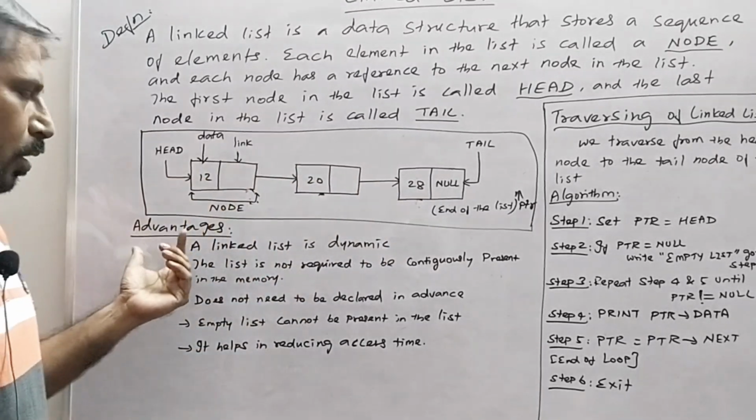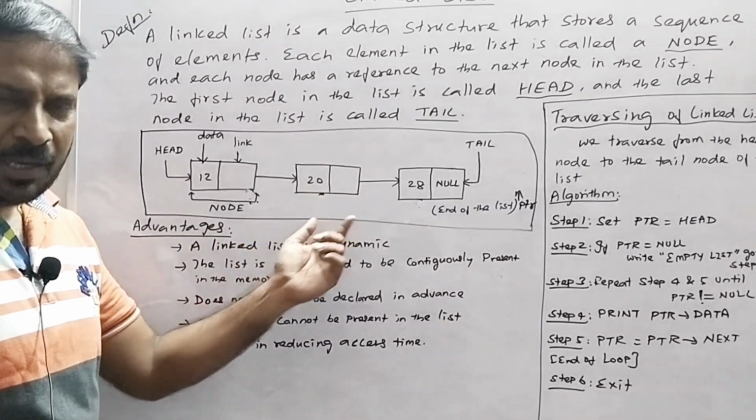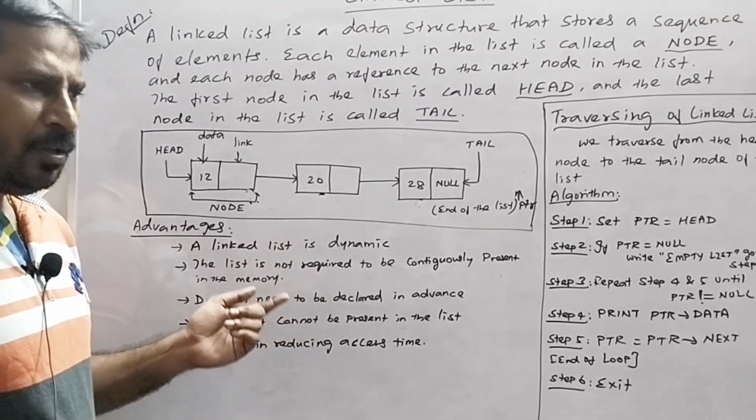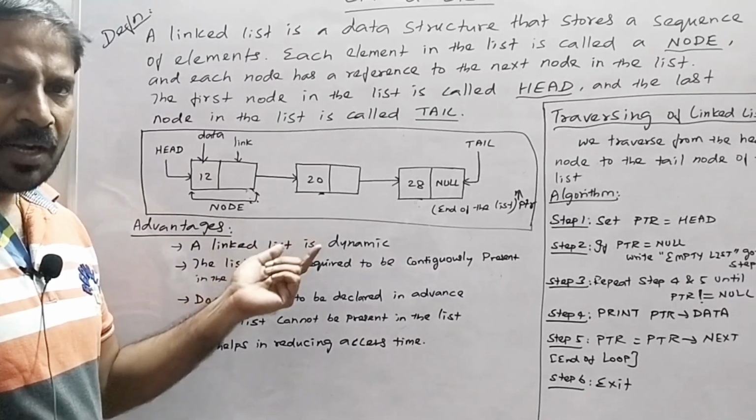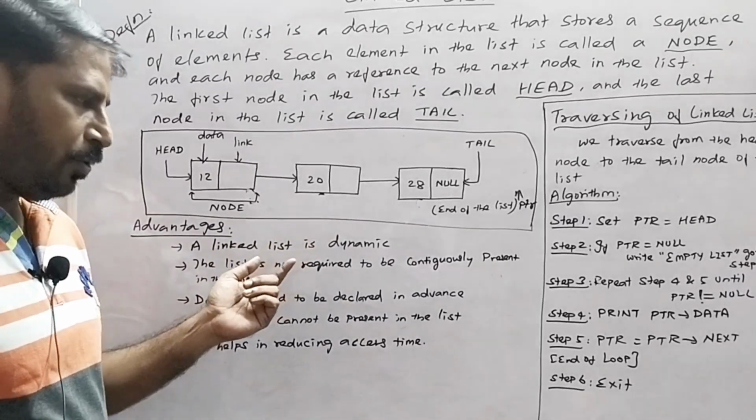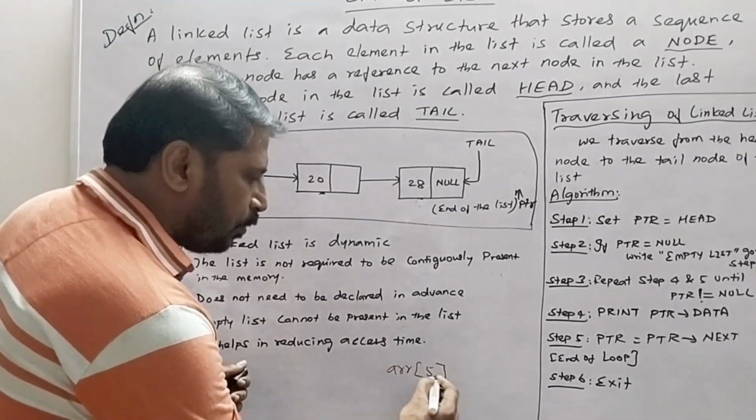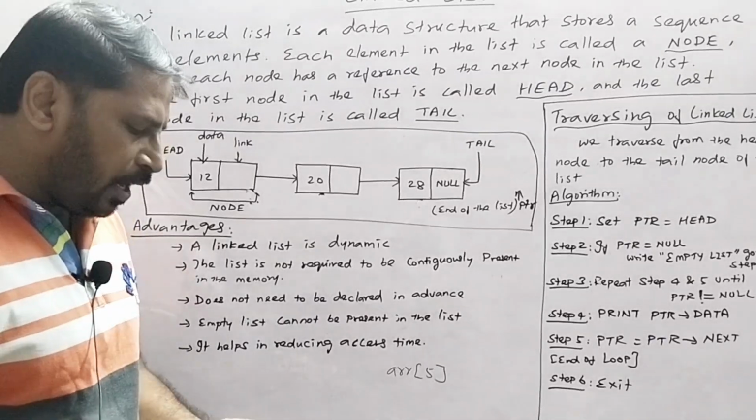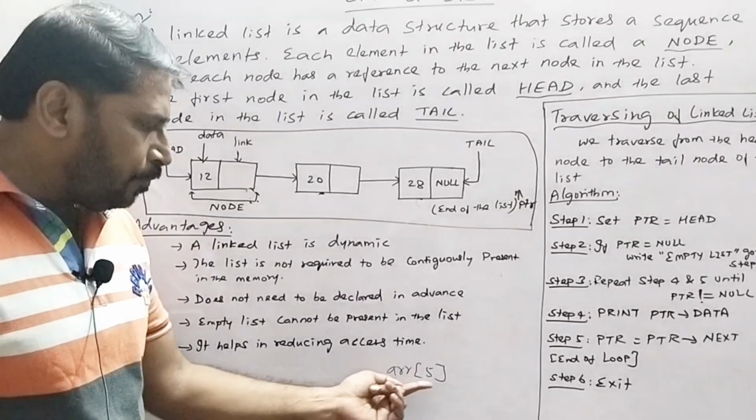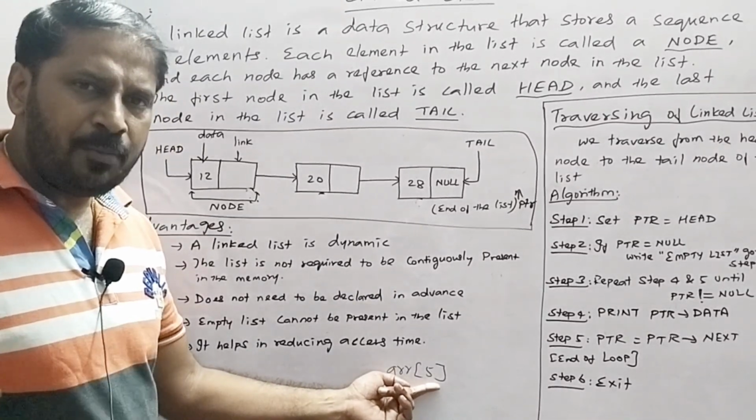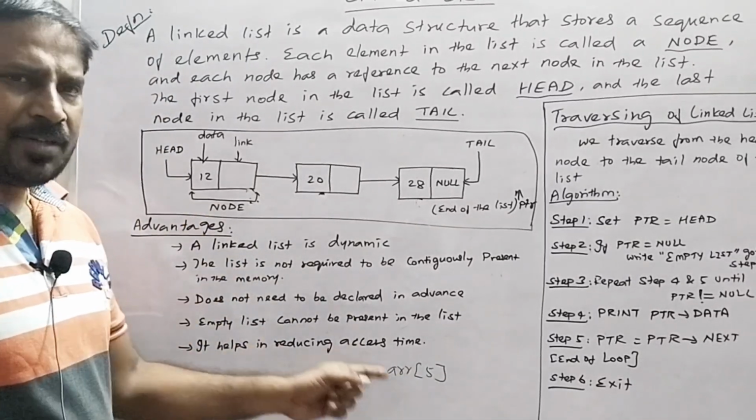Okay. What are the advantages of a linked list? A linked list is dynamic. Why it is called dynamic, we have to compare with an array. If you want a clear idea about arrays, go through my array video. Suppose in that array video we represent an array as ARR of 5. ARR is the array name, and 5 means 5 memory locations we have to allocate for this array. What is the difference between linked list and array?